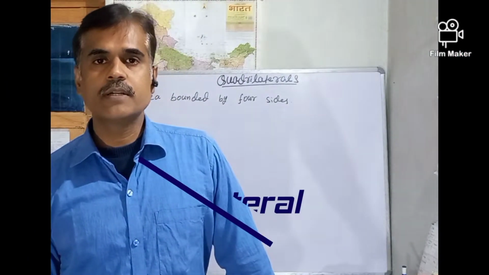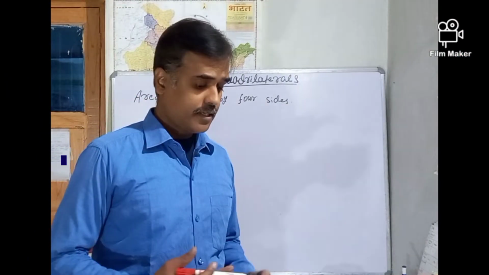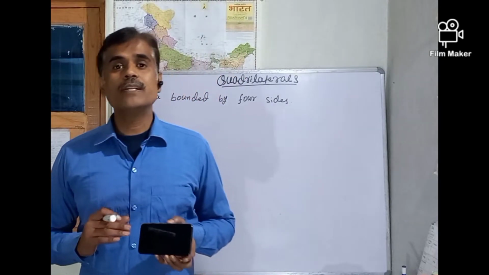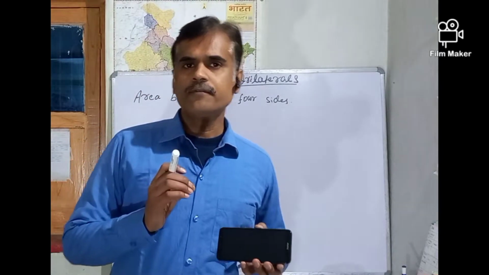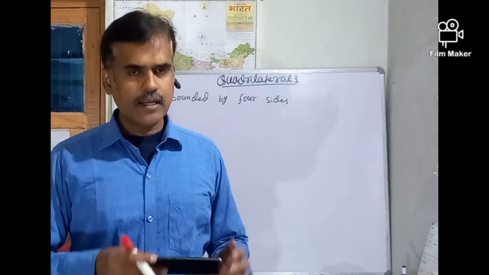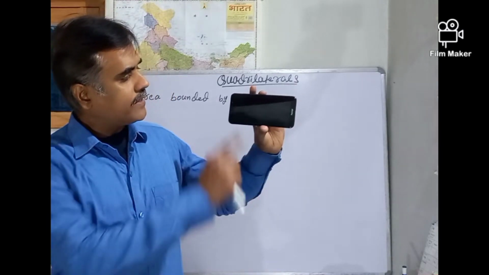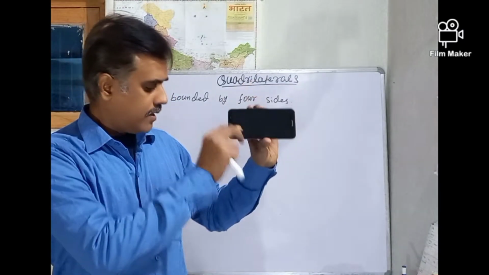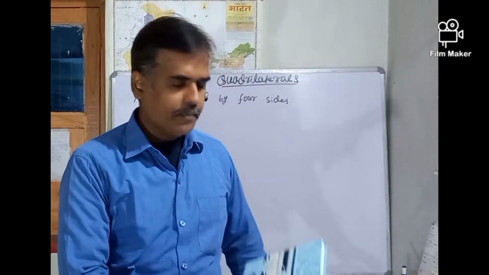We are going to discuss the chapter quadrilaterals. So first we should understand what a quadrilateral is. Actually, in real life we see various types of quadrilaterals like this. Suppose this is my mobile, and this face is a quadrilateral. Also we can take another example like this.